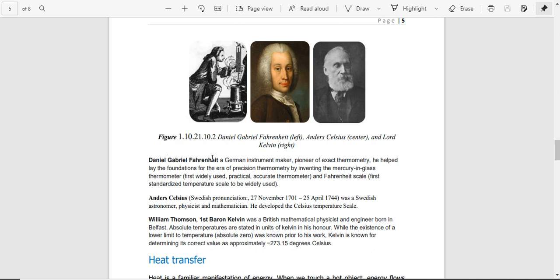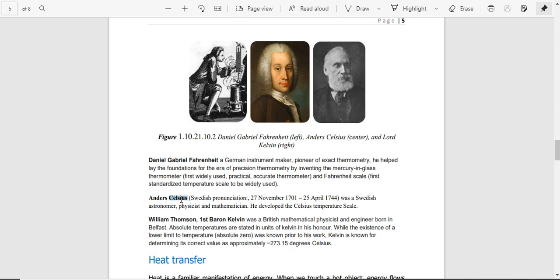Okay, next is Anders Celsius. He is a Swedish astronomer, physicist, and mathematician. He developed the Celsius temperature scale. So it's very obvious man sila mga last name.